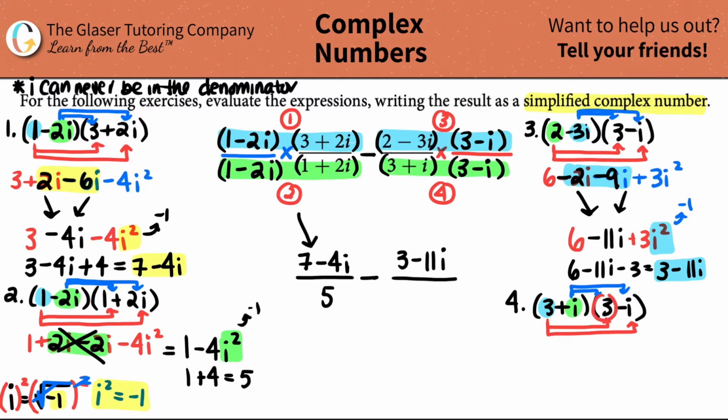3 times 3 is 9. 3 times a negative i is a negative 3i. Moving on to the second term. i times 3 is a plus 3i. i times a negative i is a negative i squared. Clean up that second term. And when I say second term, I just mean the things in the middle, right? Negative 3i plus 3i is 0.